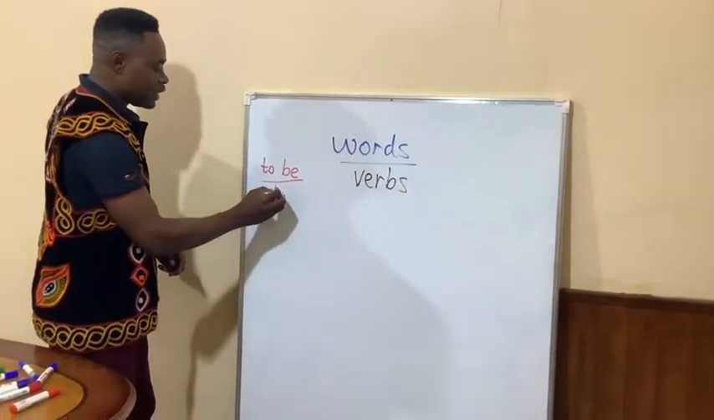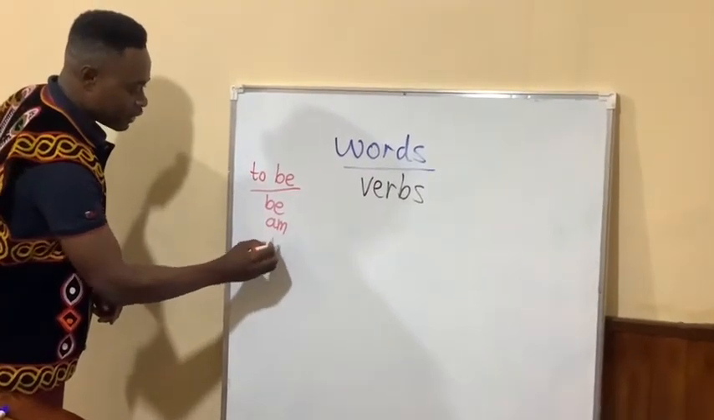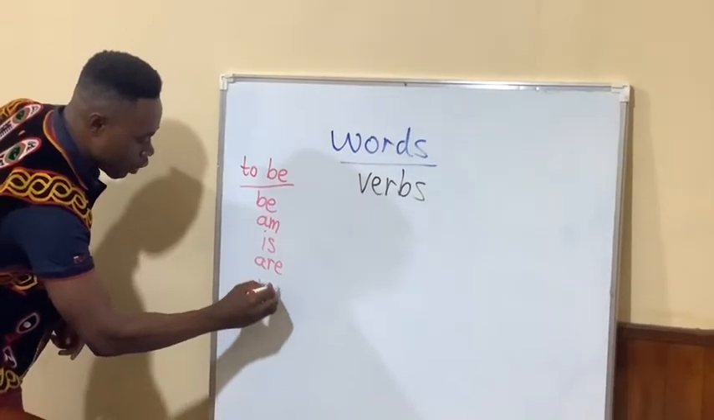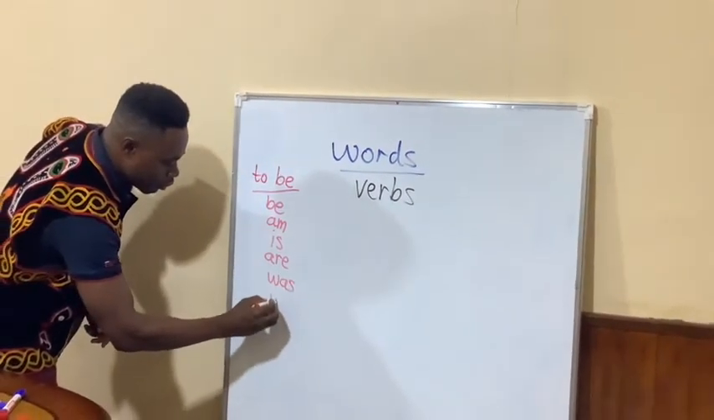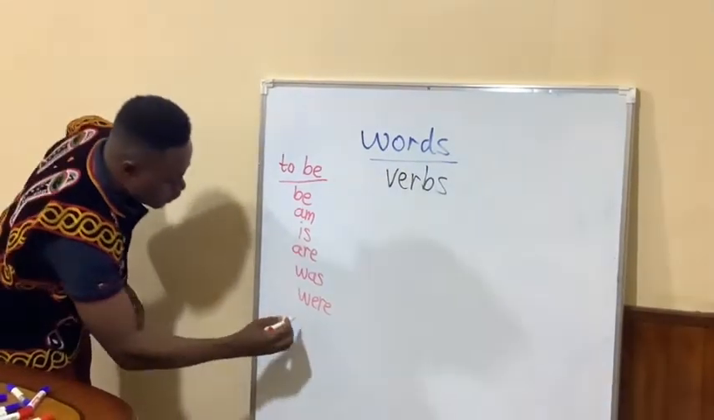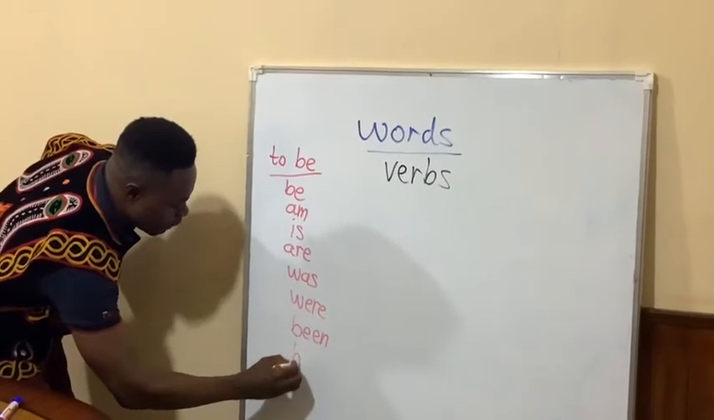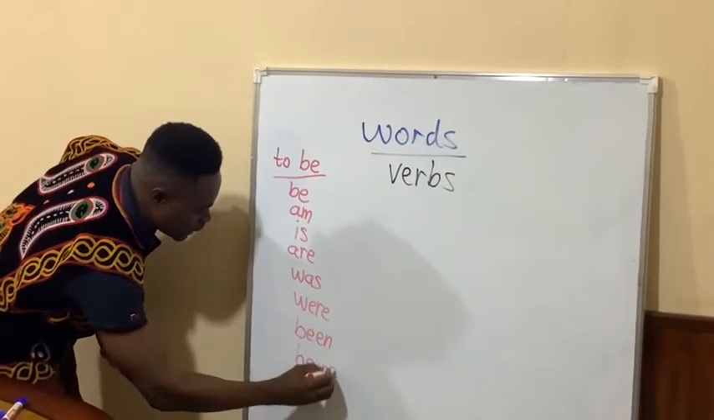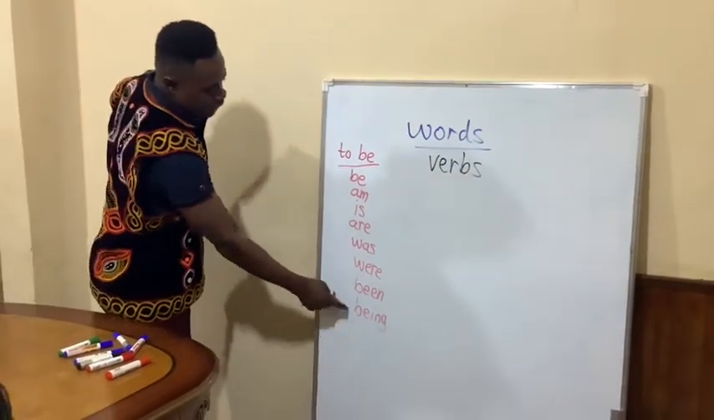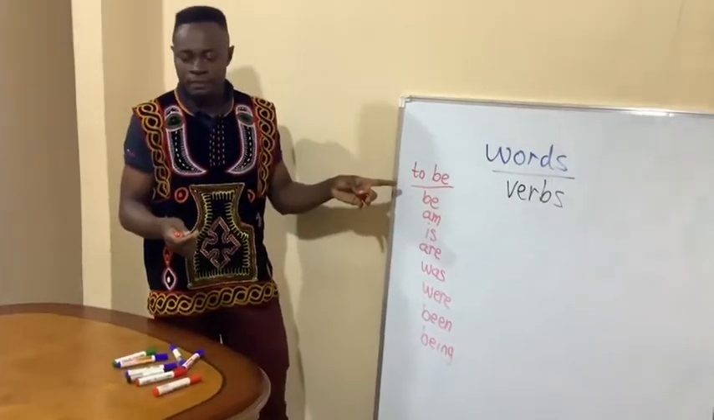Now, we'll see that be is one of the forms. And then we have am, we have is, we have are, we have was, we have were, and what else? We have been, and we have being, I-N-G. 1, 2, 3, 4, 5, 6, 7, 8. 8 forms of the verb to be, right?